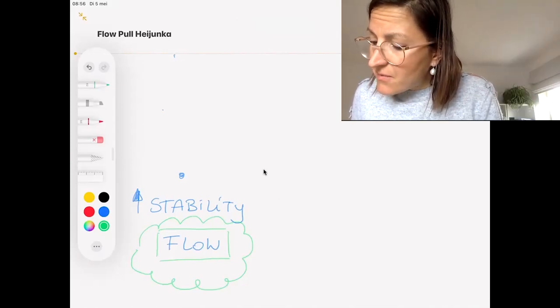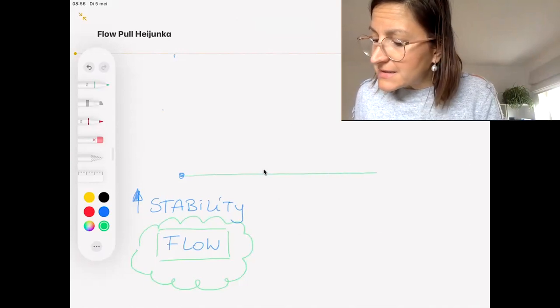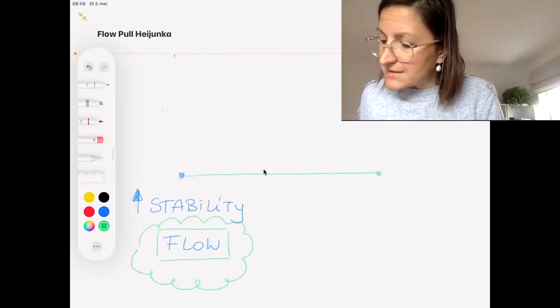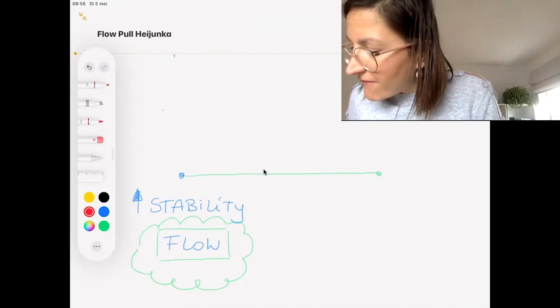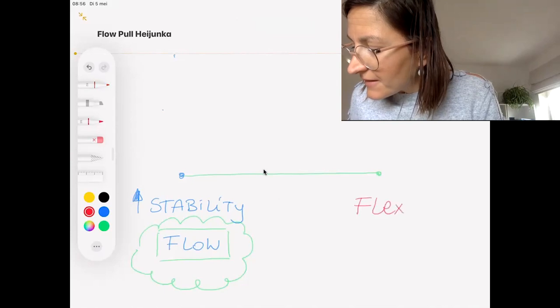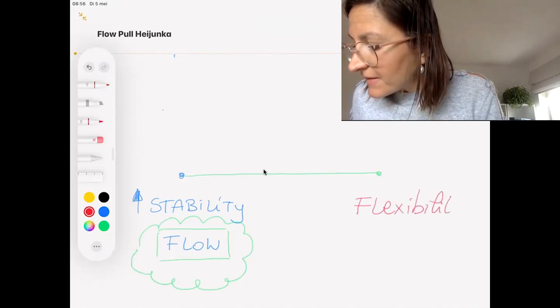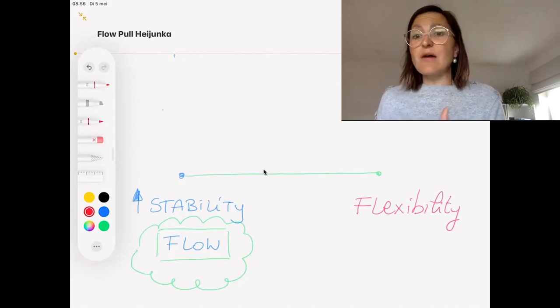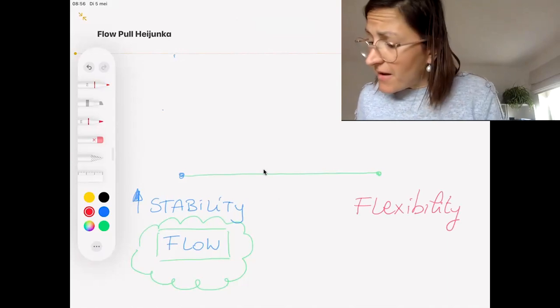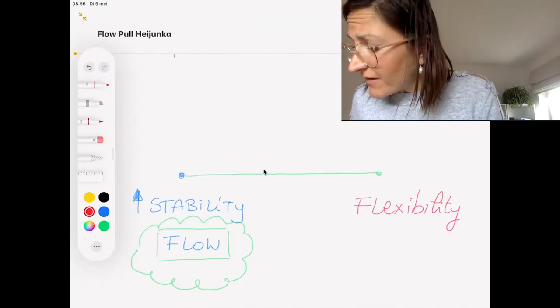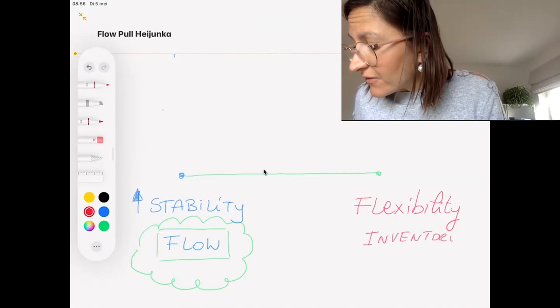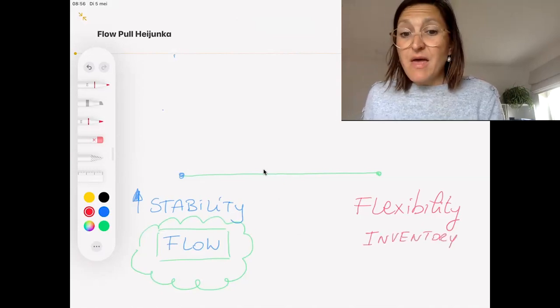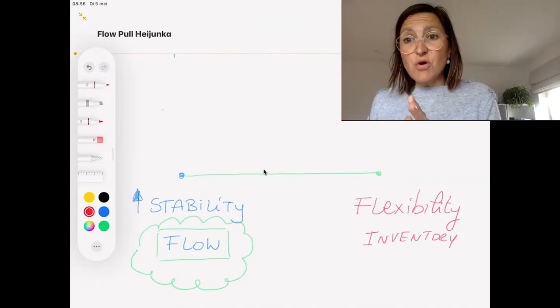And this is where we start navigating along the line between stability and what we will call flexibility. So my stable process doesn't allow me to be flexible. It doesn't allow me to change routines. So I need to have a little bit more inventory. Inventory goes slightly up, but at the same time, I want to be in control of that inventory.